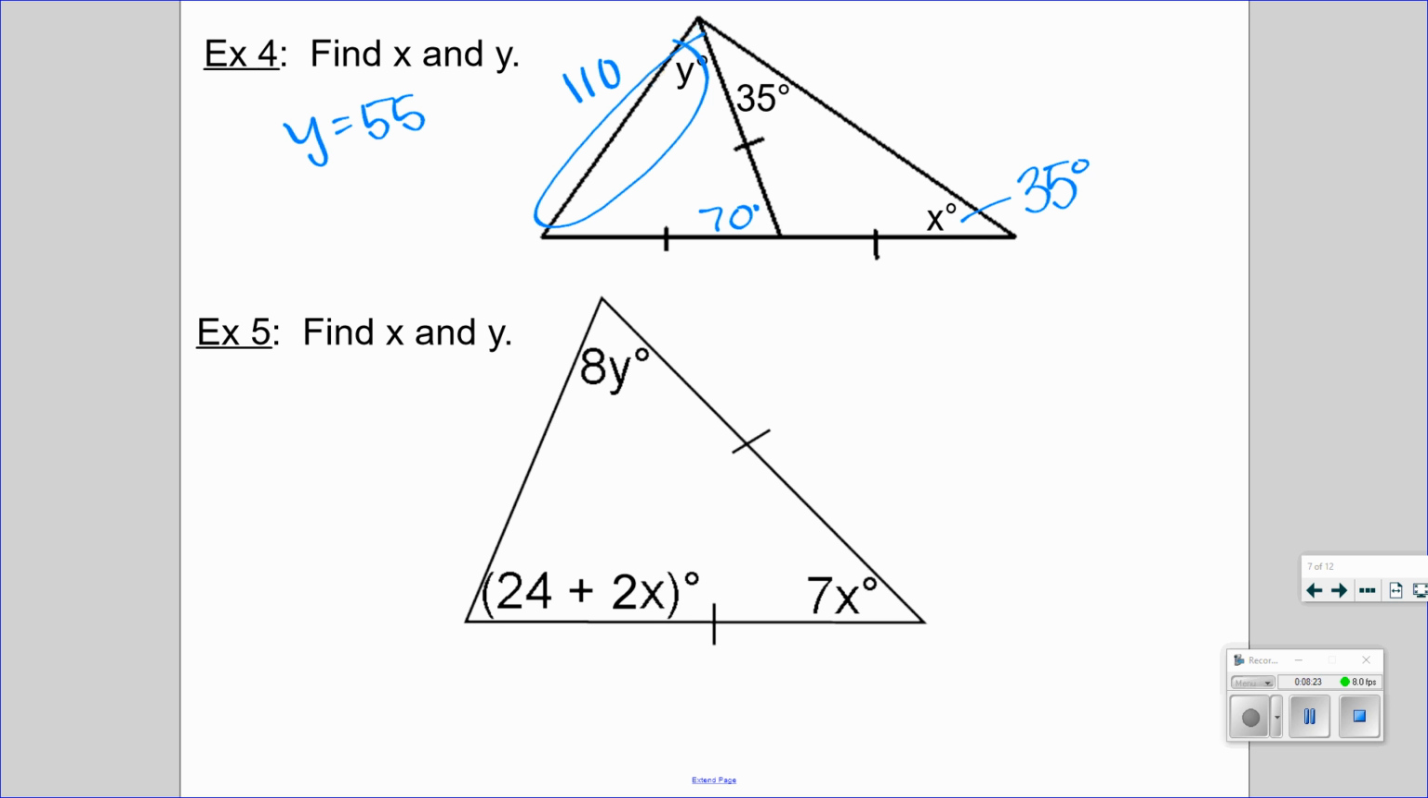Wait, but how do you know those two angles are equal? Because of this marking right here. Oh. So we know that triangle was an isosceles triangle.